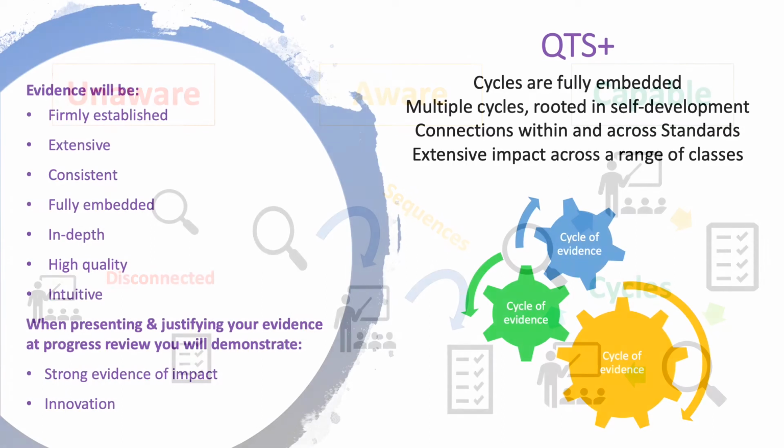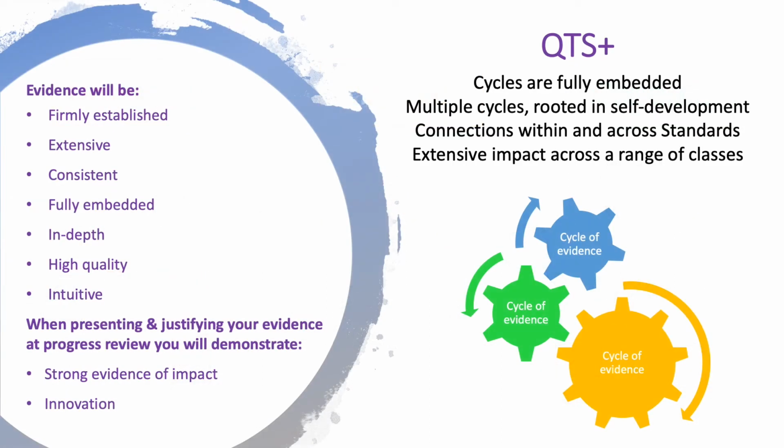Which takes us to QTS Plus, where we've got, again, the useful descriptors of firmly established, extensive, consistent, fully embedded, in-depth, high quality, intuitive, which we believe are useful words in characterising evidence that we see at this stage. And then in terms of their progress review, this will be a student teacher who has strong evidence of their impact and also who is demonstrating a sense of innovation in what it is that they're trying to achieve in their pedagogy and in other areas of the standards.